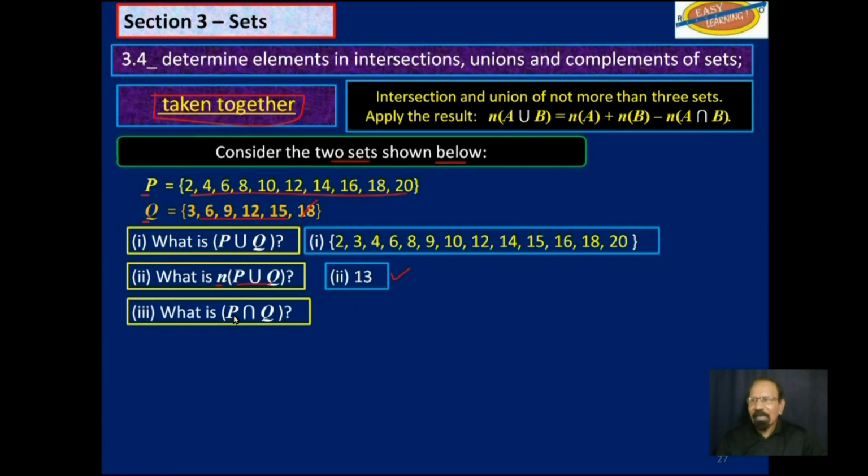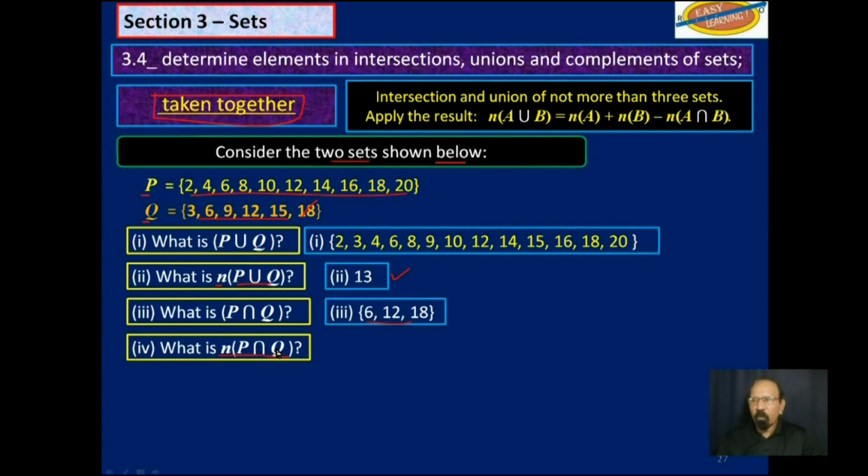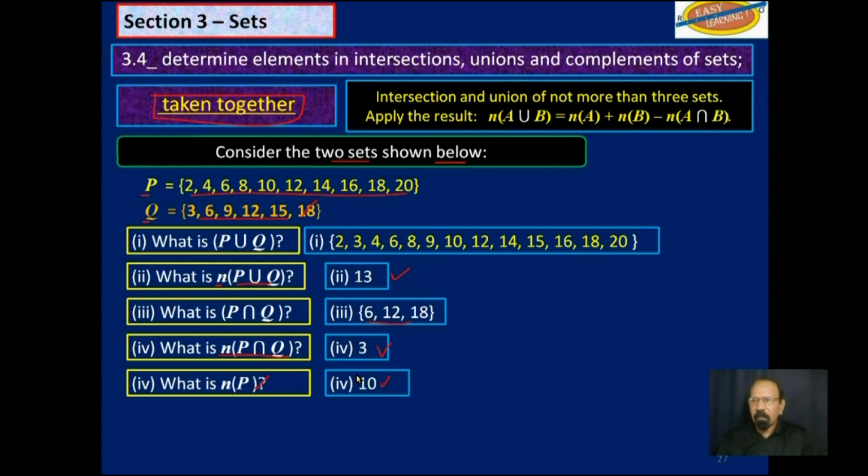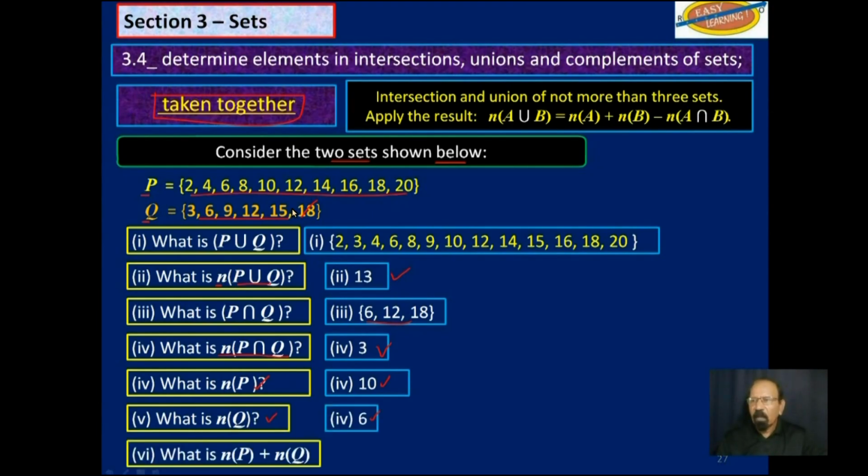Now, what is P intersection Q? What are the elements common to both P and Q? We have 3, 12, and 18. What is the cardinality of P intersection Q? What is the number of elements in P intersection Q? And we get 3. So what is the cardinality of P by itself? 10. Of Q by itself? 6. If you were to add the cardinality of P and Q, you will get 16.